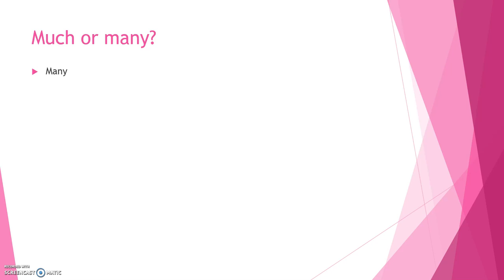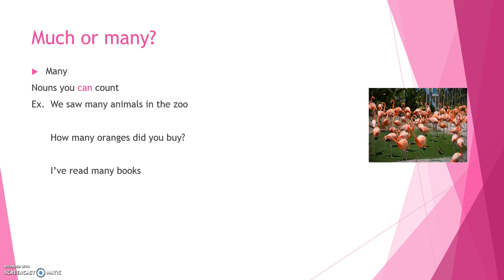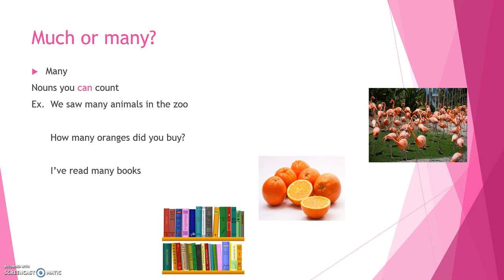Then we also have many, and we use many when talking about nouns you can count. For this one, also some examples. We saw many animals in the zoo. How many oranges did you buy? And I've read many books. You can count animals, oranges and books, so in these cases we use many.